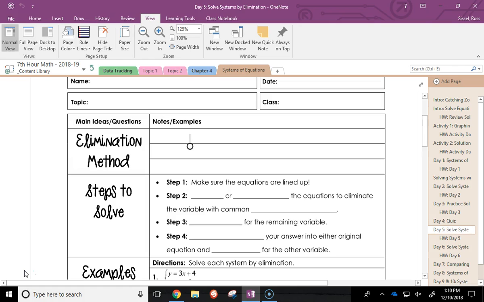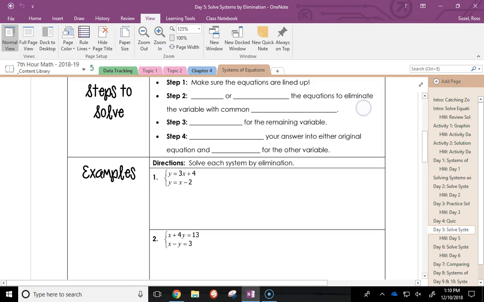Today we're going to do the very basics. I'm making it as easy as possible for you to make sure you understand. So, steps to solve. I know you should have this copy, but I'm going to make sure. The first step says make sure the equations are lined up. On today's homework, I've made sure the ones that you are going to do are already done for you. You're not having to worry about that step yet. So, they will be lined up for you.